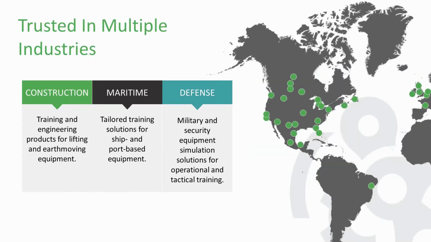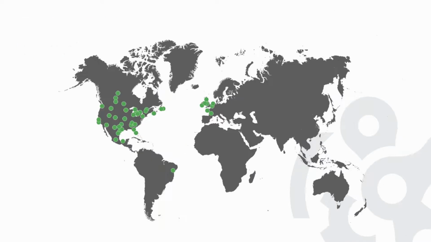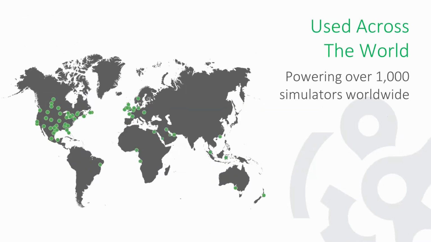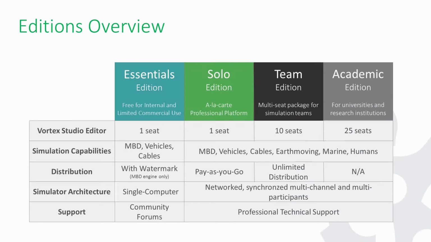Now, today, Vortex Studio and its predecessor, Vortex Software Solution, power over 1,000 simulators worldwide, and it's used in over 35 countries. So we're really going with a solution that is the de facto standard for ground vehicle simulation and maritime equipment simulation.